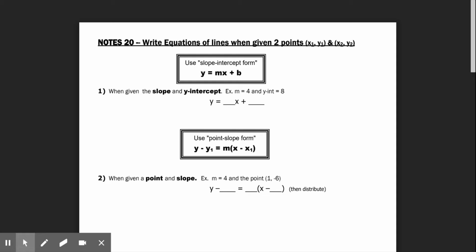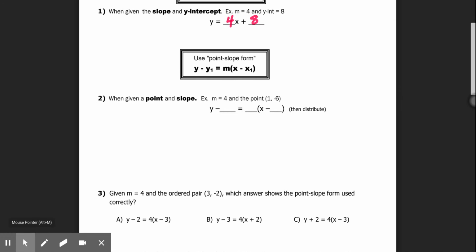We're going to review first on writing the equation in slope-intercept form. On problem number 1, it says when given the slope and y-intercept, example, m equals 4 and y-intercept is 8, it would look like y equals 4x plus 8. And then on problem number 2, it says when given a point and a slope, example, m equals 4, and the point (1, -6), they want you to write an equation in slope-intercept form.